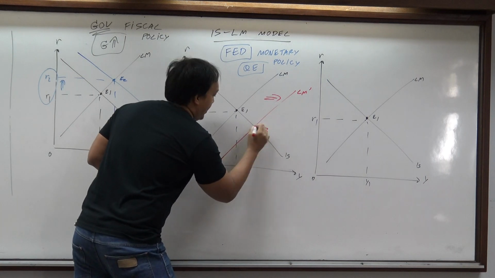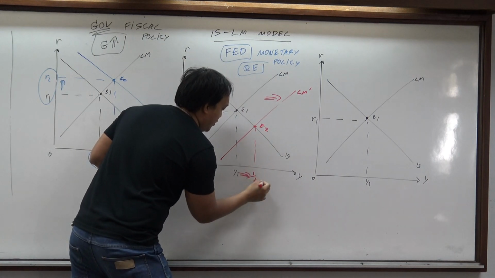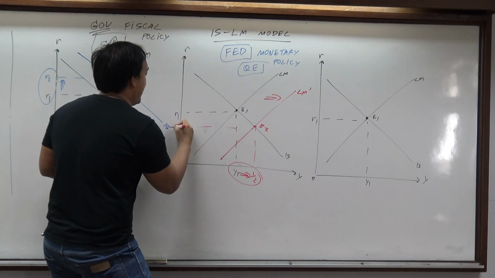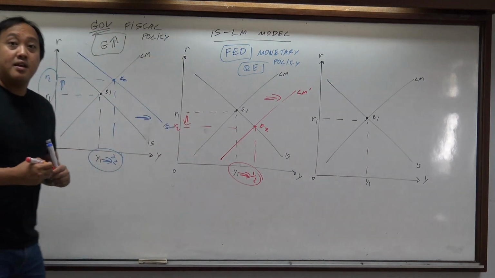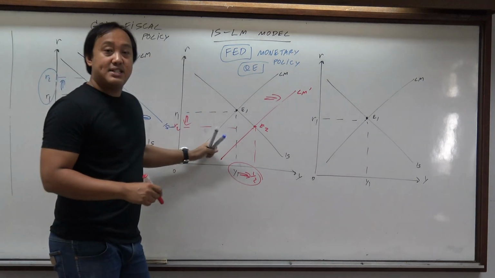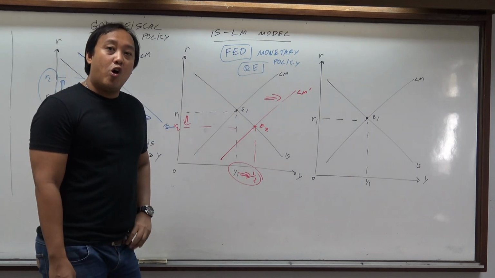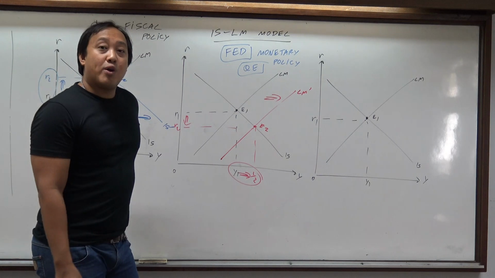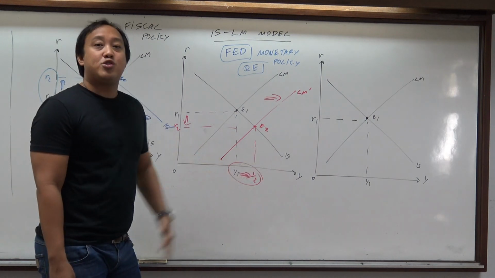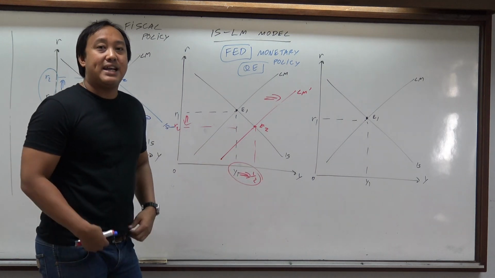Okay, E1 to E2, Y1 to Y2. The real interest rate drops down. Okay, this is the role of the central bank. The central bank can stimulate the economy when we have a crisis by injecting more money into the economy using quantitative easing (QE).